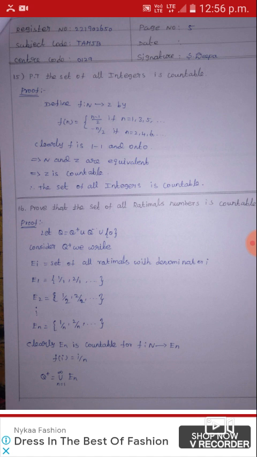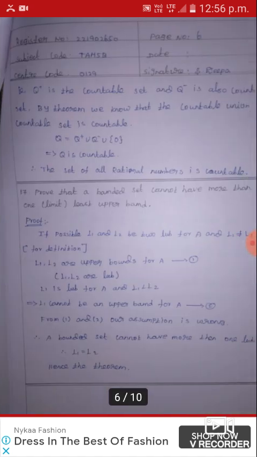Clearly E_n is countable. F is from N to E_n, f(i) equals i by n. Therefore Q plus equals the union of E_n. Q plus is countable and Q minus is also countable. By the theorem we know that a union of countable sets is countable. Therefore Q is countable. Prove that a bounded set cannot have more than one least upper bound.